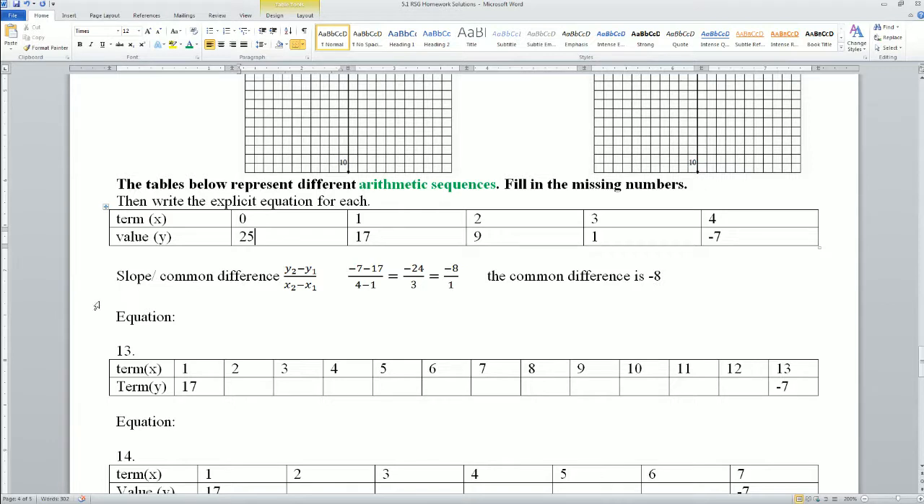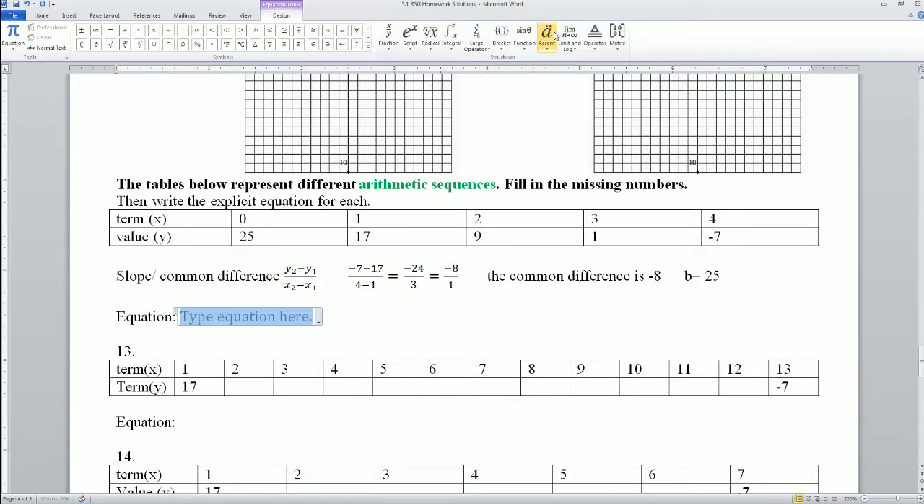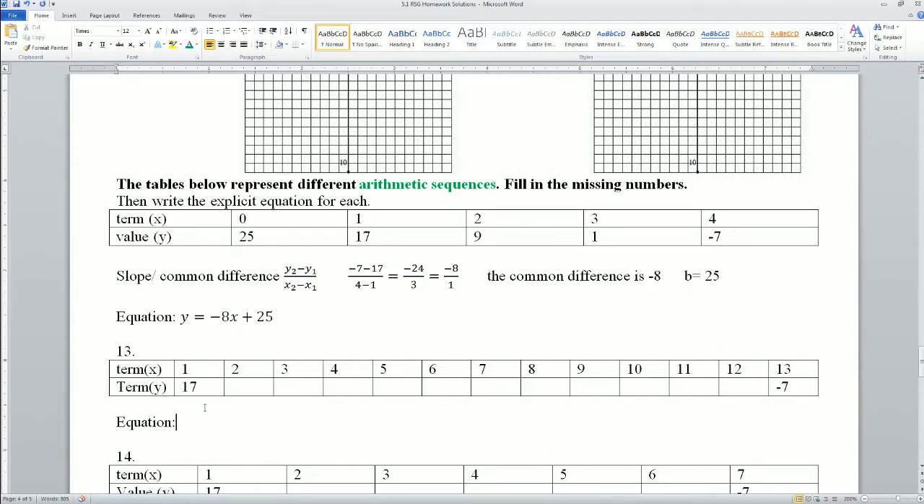So here the slope is right there. You have the y-intercept, that's equal to 25. So your equation would be y equals the slope, negative 8x, plus 25, which is the y-intercept. Right, okay. Same thing here.